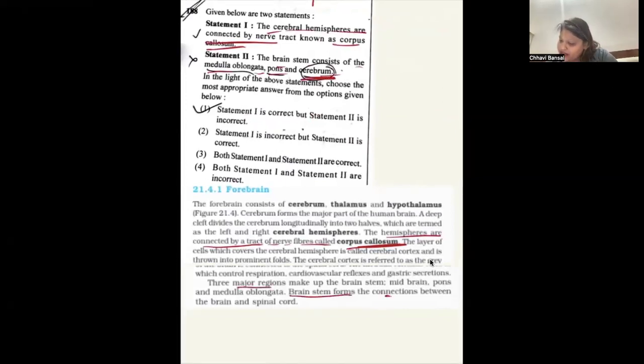The brain stem, the major three regions of brain stem is midbrain, pons, and medulla oblongata. Cerebrum is the part of forebrain. Right? So cerebrum is not the answer. The brain stem consists of midbrain, medulla oblongata, and pons. So the statement 2 is incorrect. Statement 1 is correct. So the correct answer is option 1 of the given question.